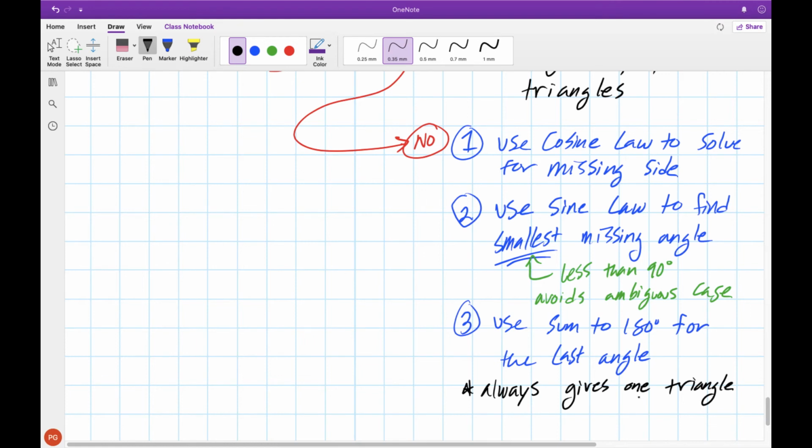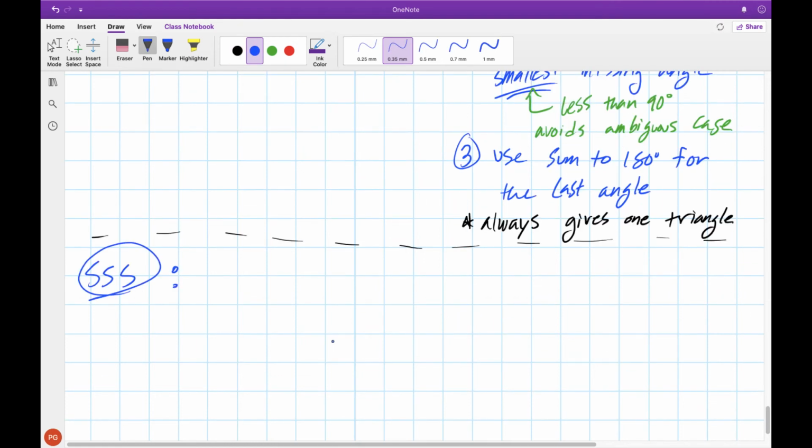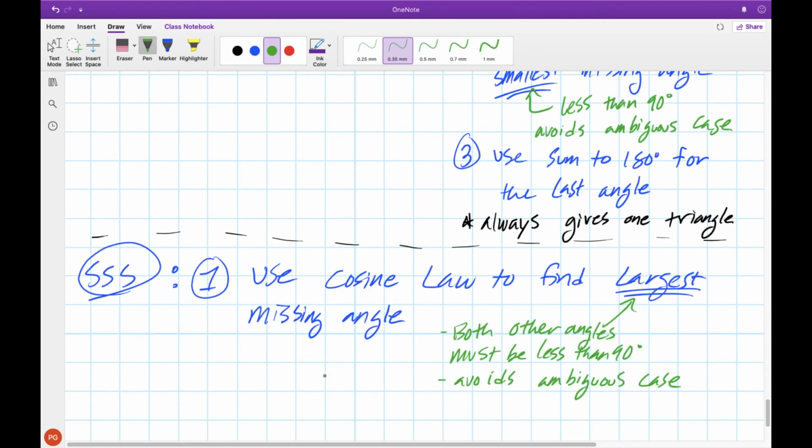Never 0, never 2. If you're given all 3 sides, our first step is to use the cosine law and to find the largest missing angle. So the largest angle will be across from our largest side. The reason why we do this is the other 2 angles, which we're going to solve using sine law, have to be less than 90. This avoids the ambiguous case.